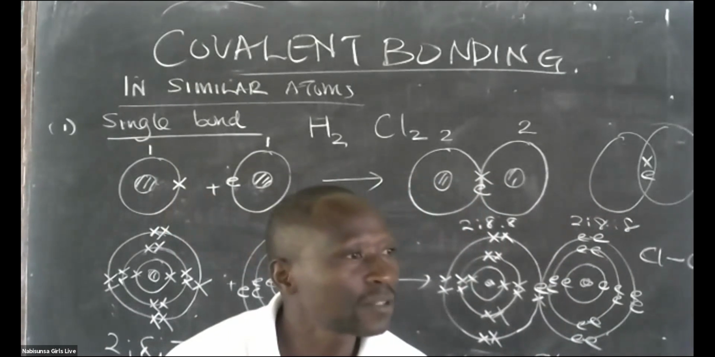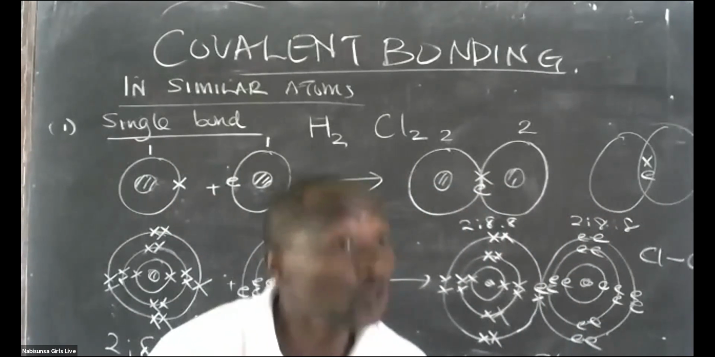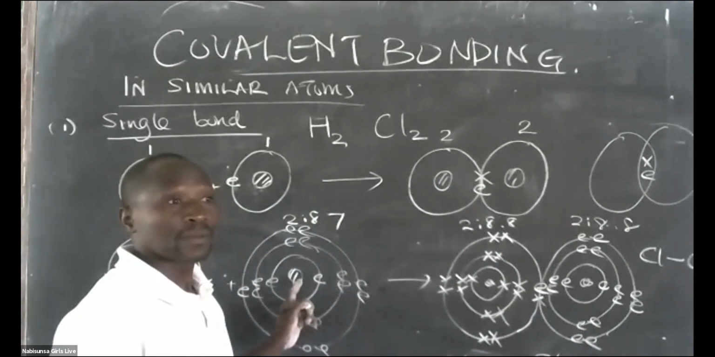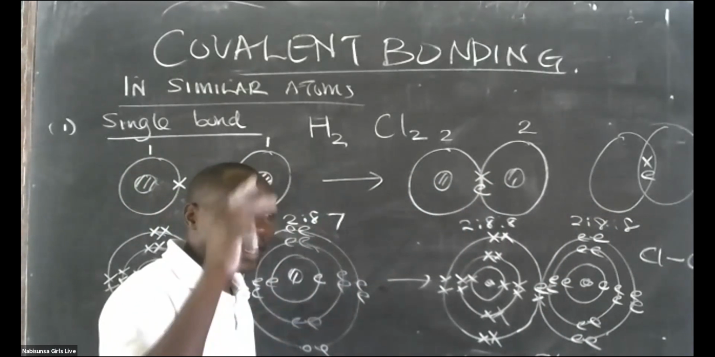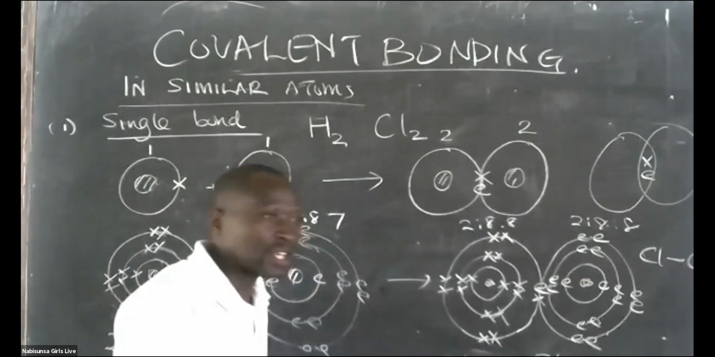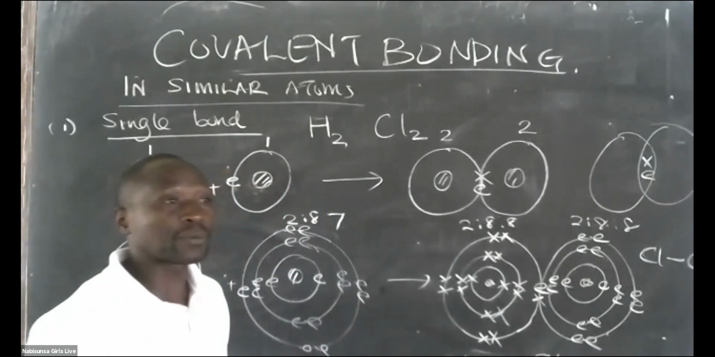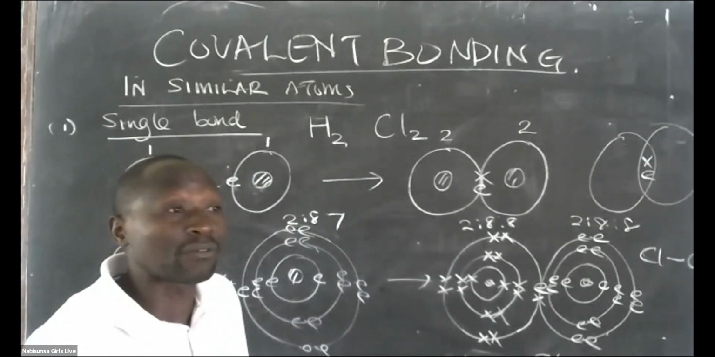So what are the notes? The notes are: two atoms of chlorine combined by sharing two electrons, each contributing one electron. So we end up with two atoms being held by a single covalent bond.